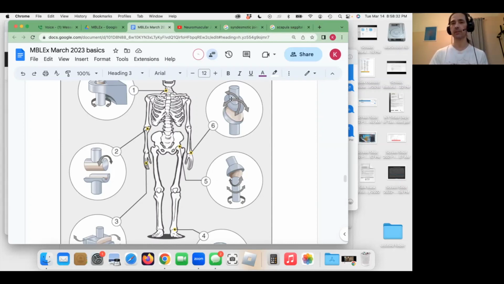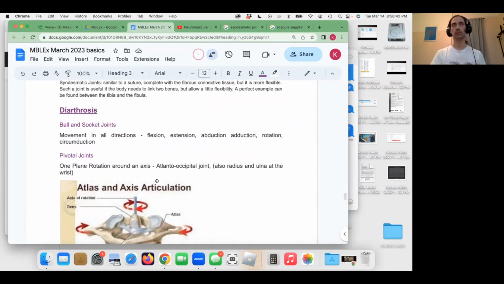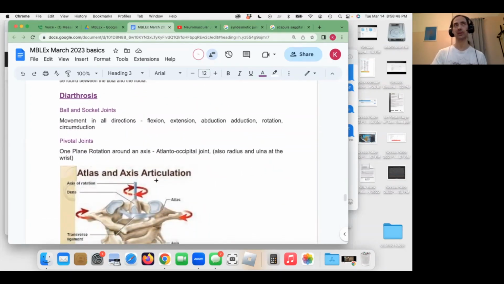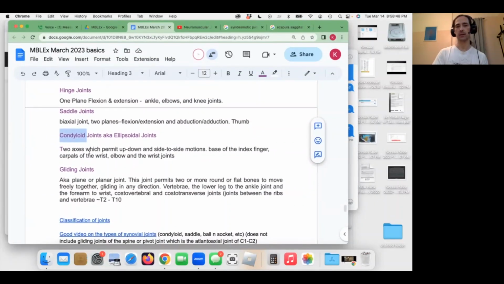So anyway, the ellipsoidal joint is also a ball and socket, but it's really shallow. And the ellipsoidal joint can be found between the radius, ulna, and the carpals, so in the wrist, as well as the base of the index finger. So that's the metacarpophalangeal joint, the carpals of the wrist, and in the elbow and the wrist joints.